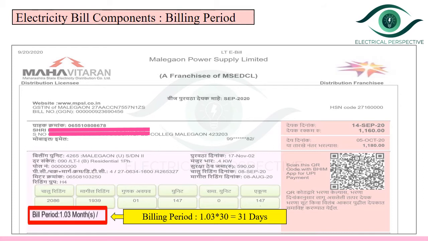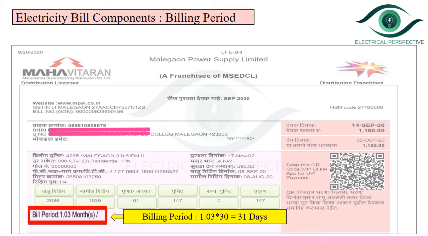It may be 28 days, 29 days, 31, 33 days like this. Even in the lockdown, the actual billing period was almost 3 months, 4 months in some cases. So always remember the number of units per slab will depend on the actual billing period. The standard billing period is of 1 month, but in practice, your actual billing period may be less than or more than the standard billing period. Okay, so here you can see the actual billing period is 1.03 months, that is 31 days, which is more than the standard billing period.